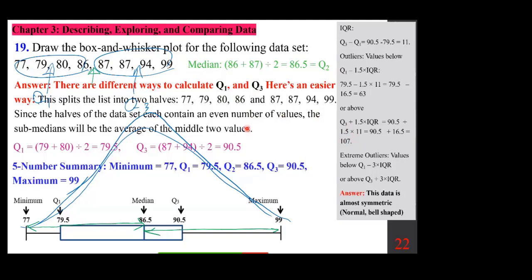One easy way to see if there is no outlier, most likely it's symmetric. If there is an outlier on the right, it's skewed to the right. If the outlier is on the left, skewed to the left, normally. Of course, it depends on how big the outlier is, and there are really more factors, but look at the graph. And again, for extreme outliers, you multiply it by 3. This data is almost symmetric, normal, bell-shaped.